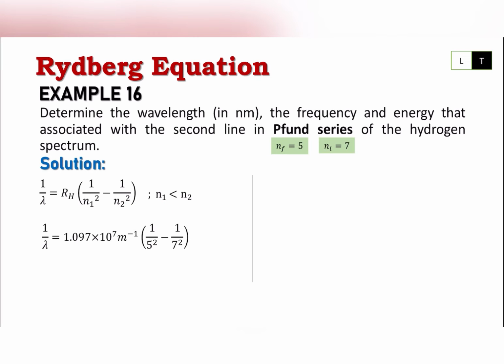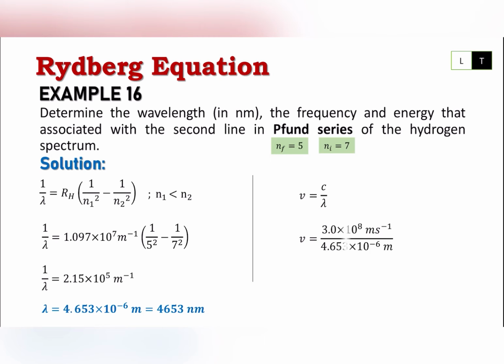Put the values together, you will have the wavelength 4653 nanometer, because the question asks you specifically for the wavelength in nanometer. Next, I'm going to use this value of wavelength to calculate the frequency. So I got this formula. Put the value for the speed of light, and you will have the frequency is 6.447 exponent 13 per second. Please remember you have to put the units for the value that you are looking for.